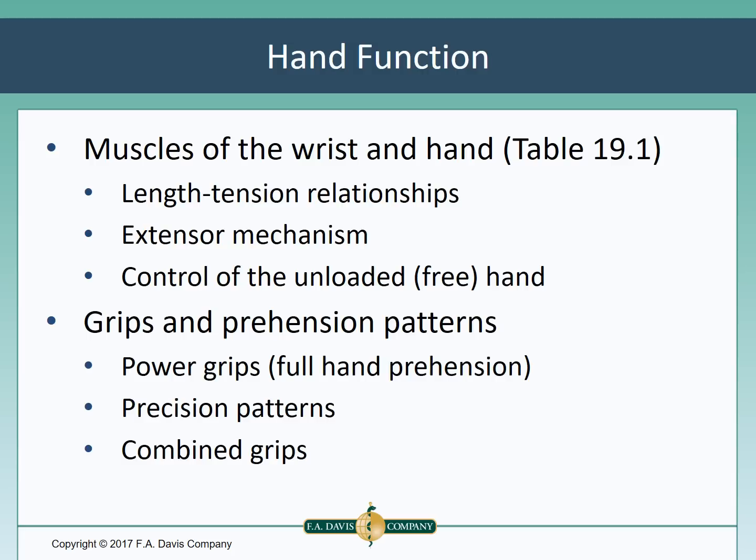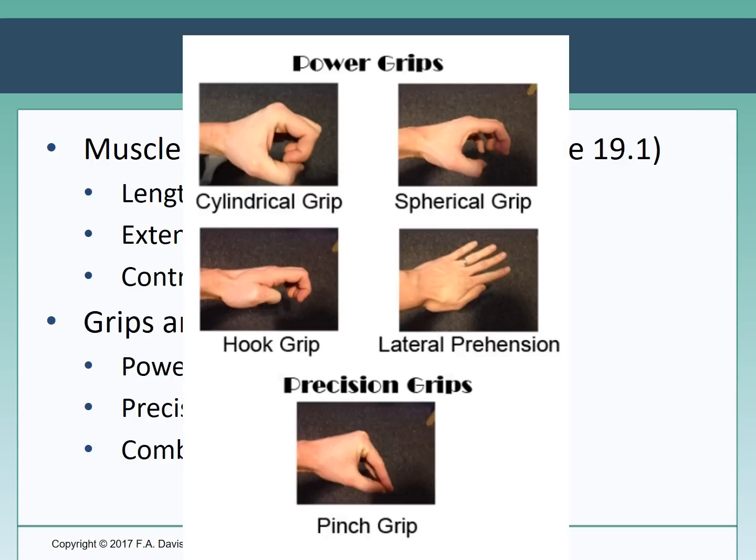So now we're getting into the grips. We have a couple different grips when we look at them. With the power grip, your fingers are going to be flexed against the palm of the hand with the counter pressure from the palmarly adducted thumb. The cylindrical grip is also considered part of the power grip. You have a spherical grip, a hook grip, and a lateral precision. All those would be considered power grips.